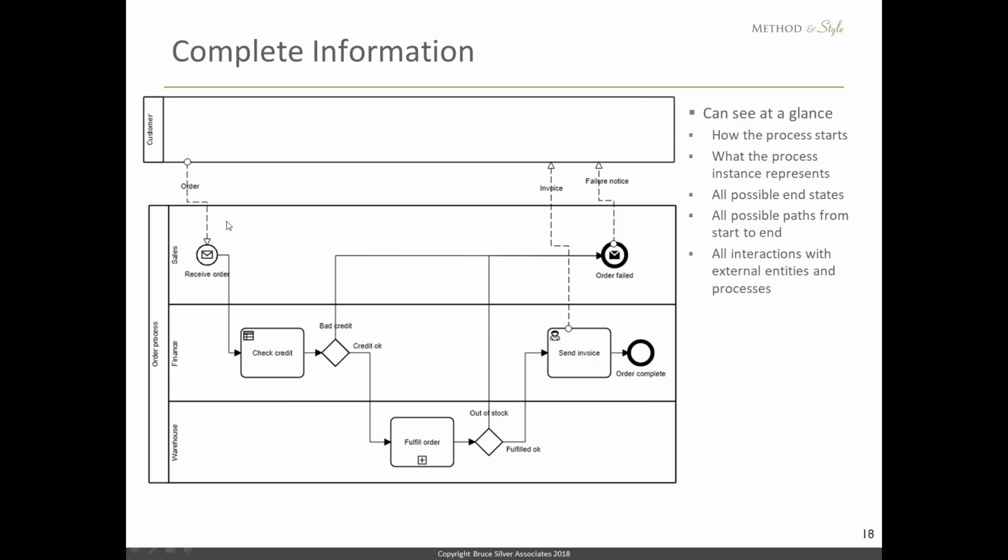And its interactions with the customer, or receives an order and returns either an invoice or a failure notice. Those are all the interactions with the outside world. So you can tell that from a simple glance at this top level diagram. And now in a real process model, this might be a sub-process, and there might be other sub-processes. So there could be a lot of detail inside here, but these top level ideas are easily visible at a glance.